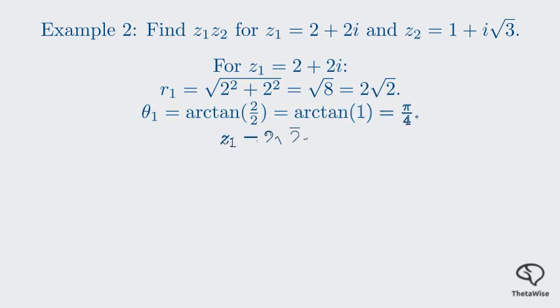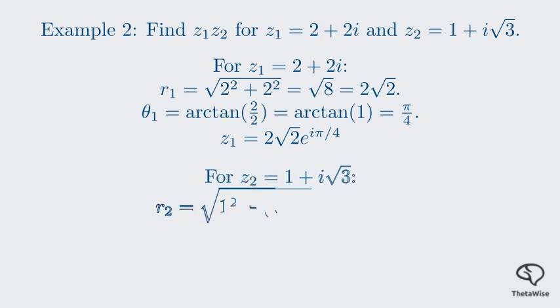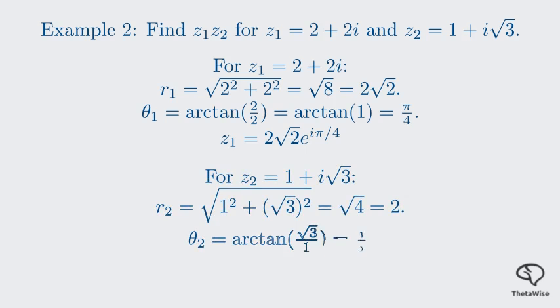So z1 is 2 times the square root of 2 times e to the i pi over 4. Next, we convert z2. The magnitude r2 is the square root of 1 squared plus the square root of 3 squared, which is 2. The argument theta2 is pi over 3. So z2 is 2 times e to the i pi over 3.